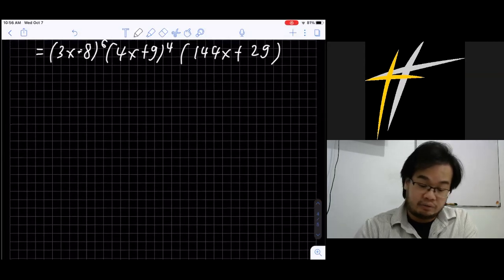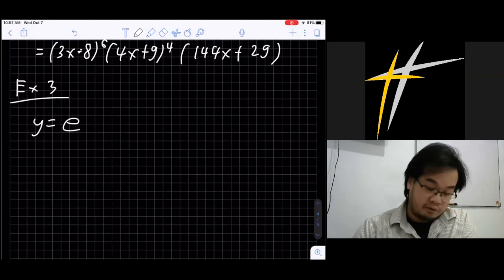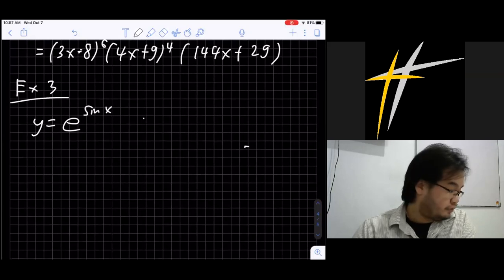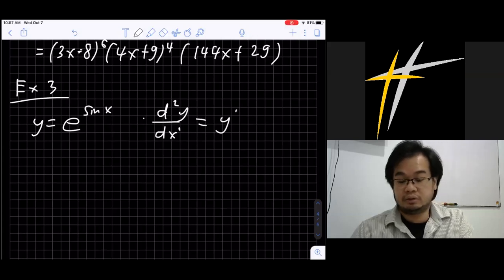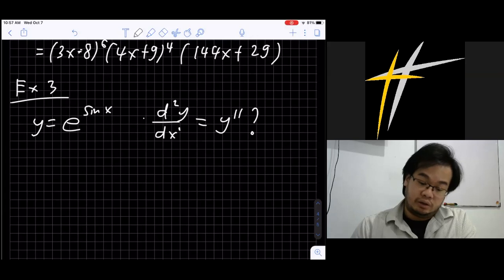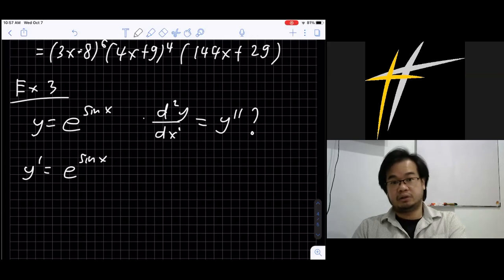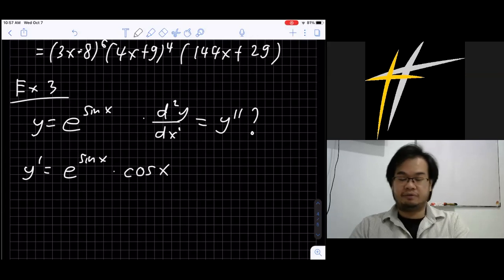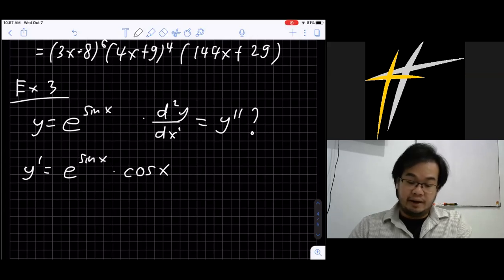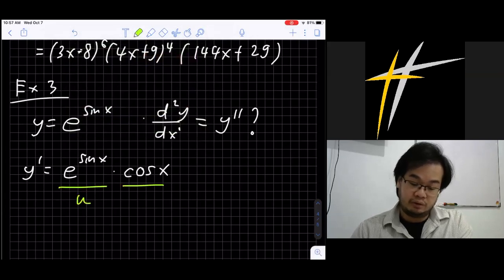Okay. And let's see example 3. If y equals e power of sine x, find d squared y over dx squared. This is basically the second derivative. So the first derivative will be e power of sine x itself, right? Because it's e power of u, and then multiply by the derivative of the inside function, cos x, and then this will be your u and this will be your phi. So I will go directly.